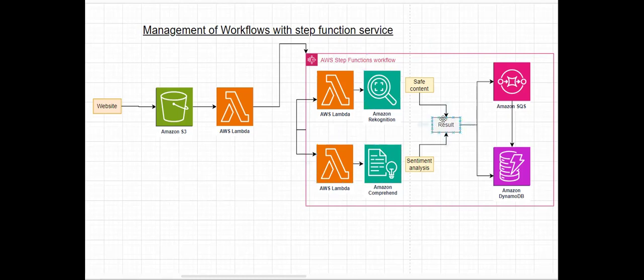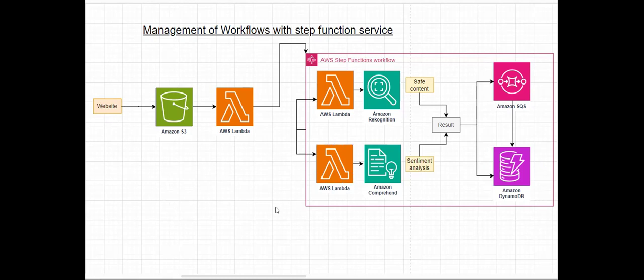Based on the result, either it will put the content in this SQS queue, or else directly it will put the content into this DynamoDB. If it puts the content into this SQS queue, that content is safe content, and the sentiment for that content is positive. So that we're directly going to use for posting on our website. Otherwise, we'll just put that content into this DynamoDB for further verification before posting it on our website, right?